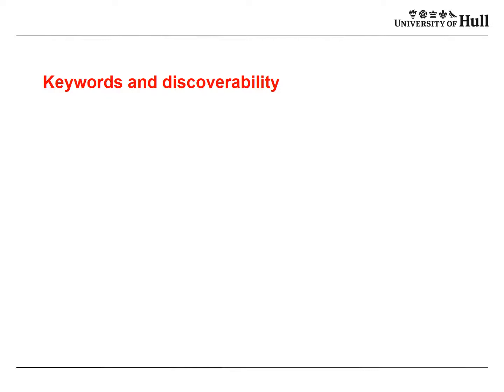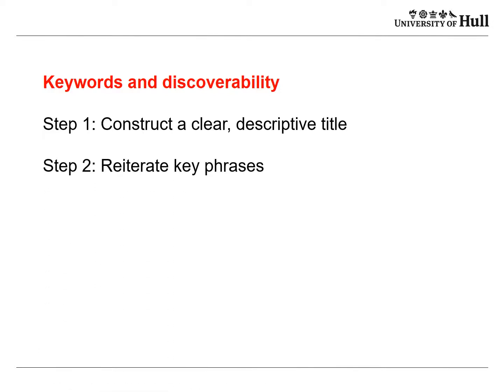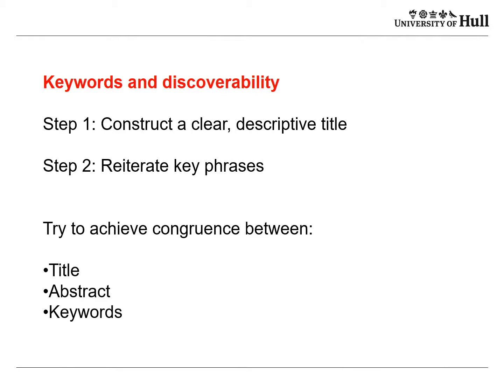Next I want to look at keywords and discoverability, and this is related to the title, the abstract and the keywords. First step, construct a clear and descriptive title. Second step, reiterate key phrases. You should try to have 2 or 3 key phrases that are repeated between and within the title, the abstract and the keywords. And try to achieve congruence between these 3 aspects of the paper, the title, the abstract and the keywords.